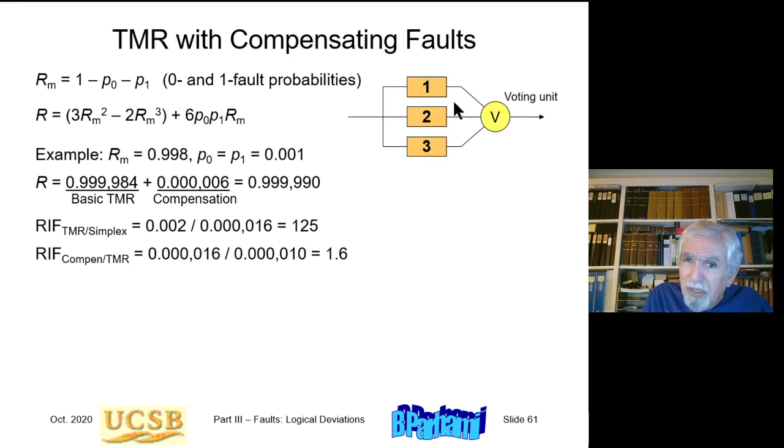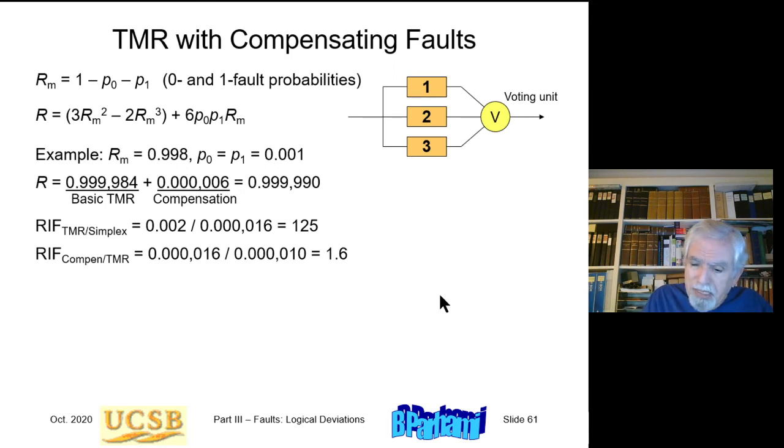If this is stuck at 1 and this is stuck at 0 and this is correct, then this correct value will prevail, will have the majority, because it will match one of those faulty outputs. So under some conditions, you can have two faults and still get the correct output. These are known as compensating faults. And this leads to reliability improving from this value to a little bit more. This is the added reliability.